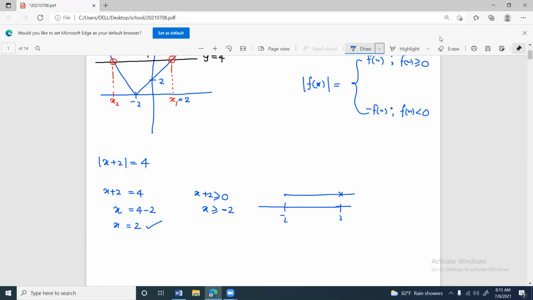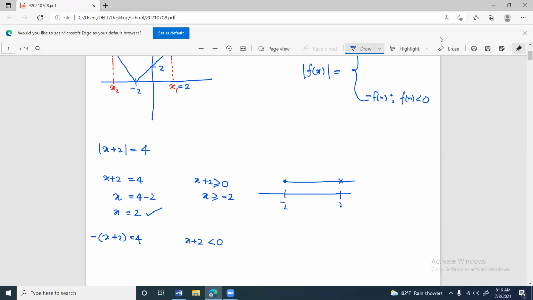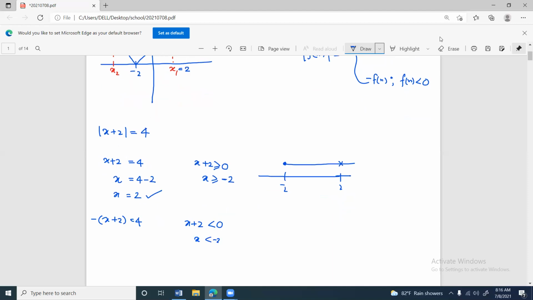The second case is, instead of modulus of x plus 2, I can write it with a minus in front of it, under the condition that x plus 2 is less than 0. That means x is less than minus 2. It's obviously the opposite region from the previous one. Equal is not there, therefore I just draw an open circle over here, not a colored circle. Then minus x minus 2 equals 4, minus x equals 6, x equals minus 6. Obviously minus 6 is somewhere over here. This answer is also another valid solution. So this answer is minus 6.